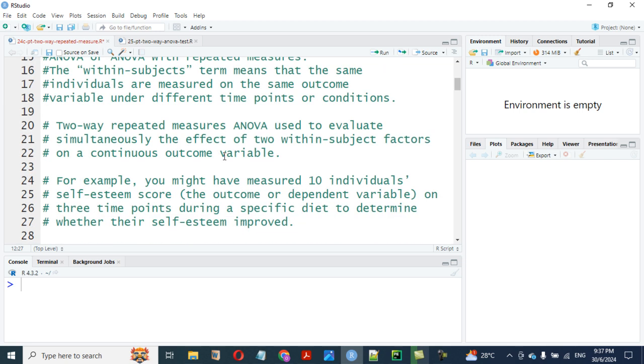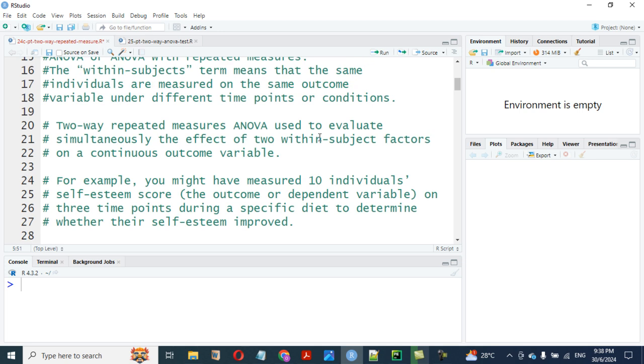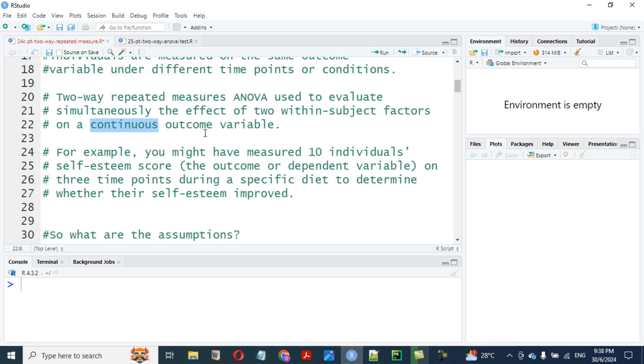And the two-way repeated measures ANOVA is used to evaluate simultaneously the effect of two within factors on a continuous outcome variable. Now, in the case of a one-way ANOVA, we have one within factor. Here we're having two now. That is our categorical variable, it becomes our within factors. So we're having them in two ways on one continuous outcome variable, which is our numeric variable that we are looking at to measure. So that is what we're talking about: the effect they have on that continuous variable.